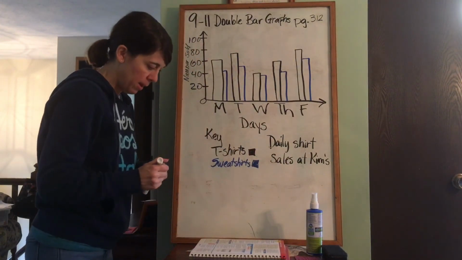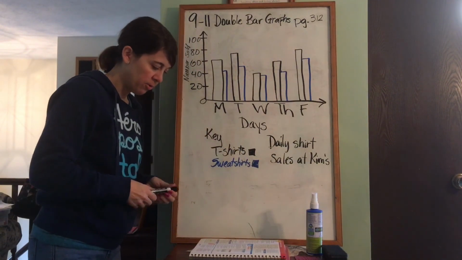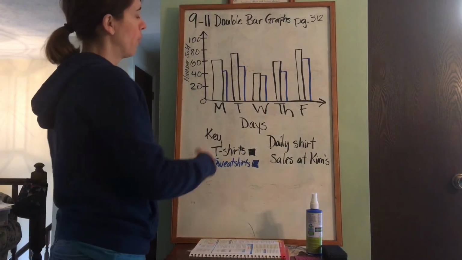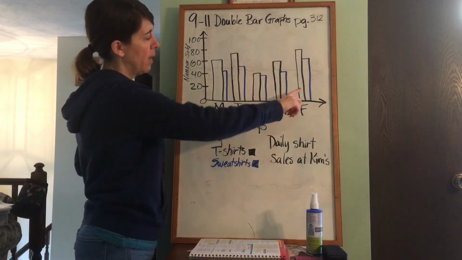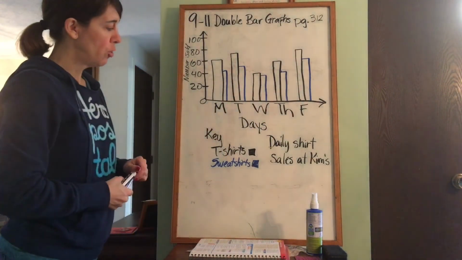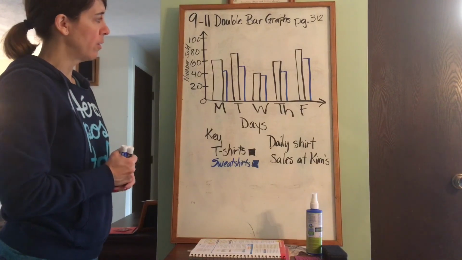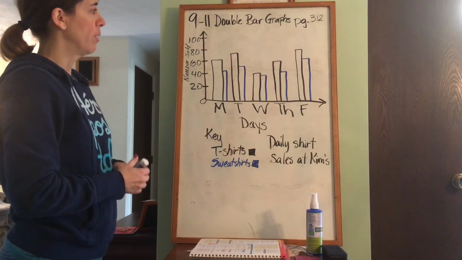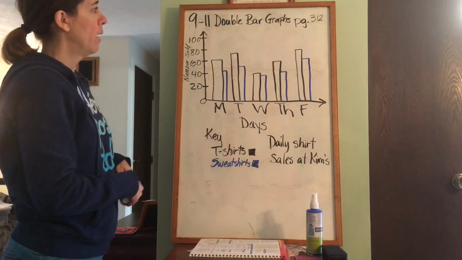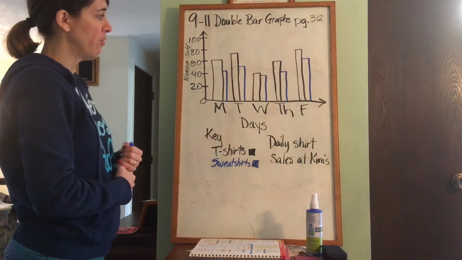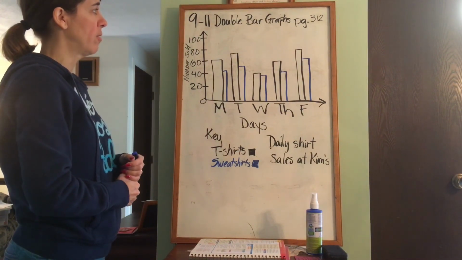And so then we could also draw some conclusions about that. Of course, you'll notice that each day there were fewer sweatshirts sold than there were t-shirts. You could conclude that Friday was the best day for sales, both for t-shirts and sweatshirts.